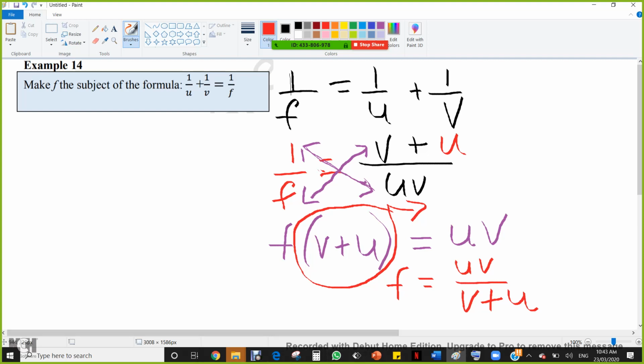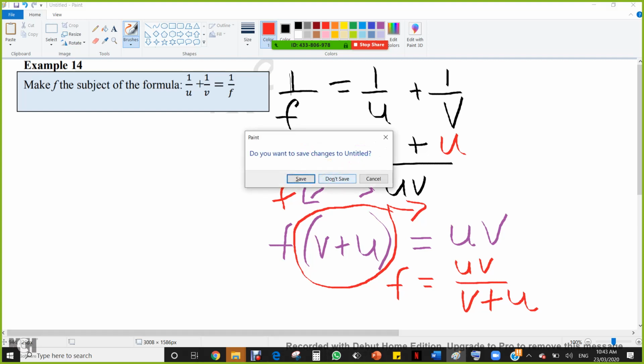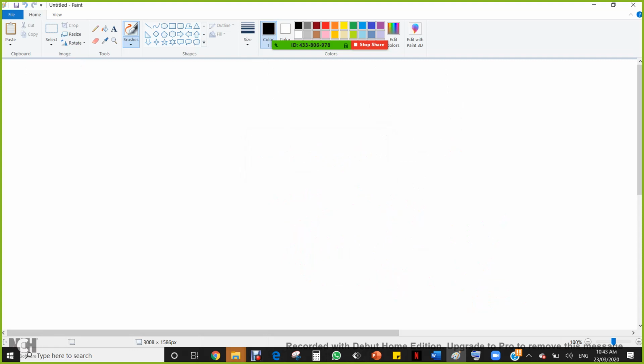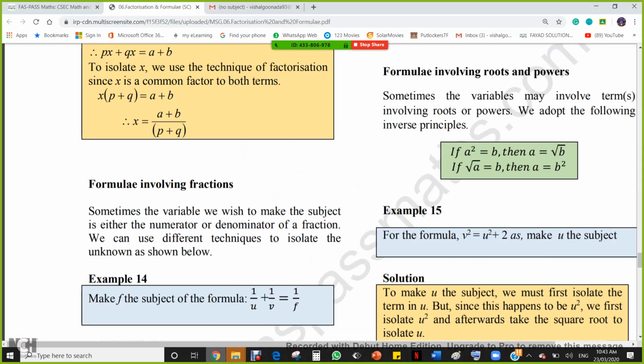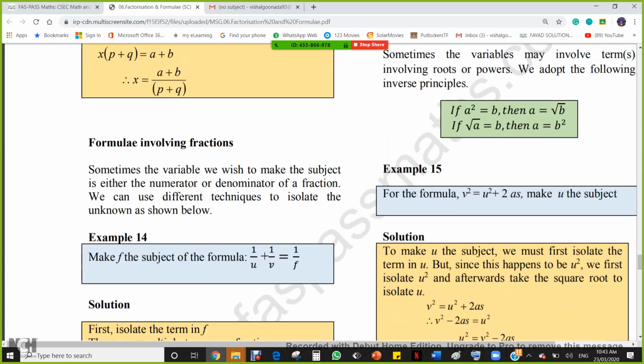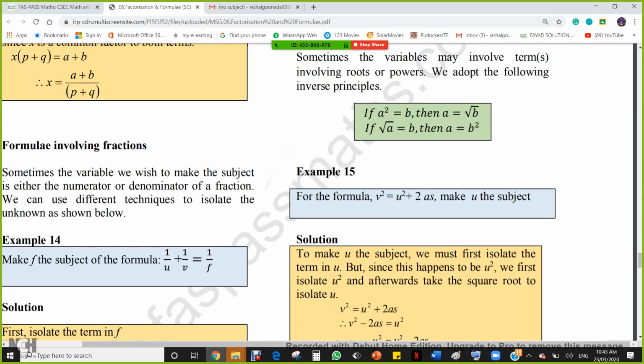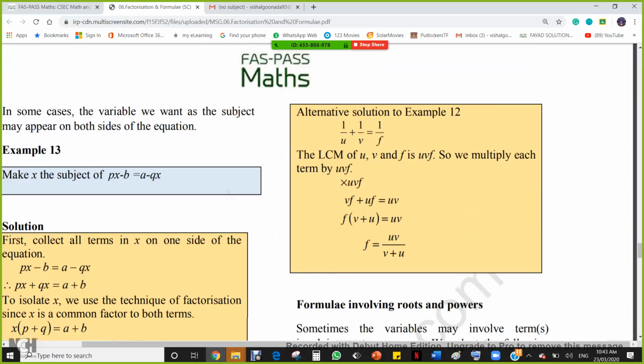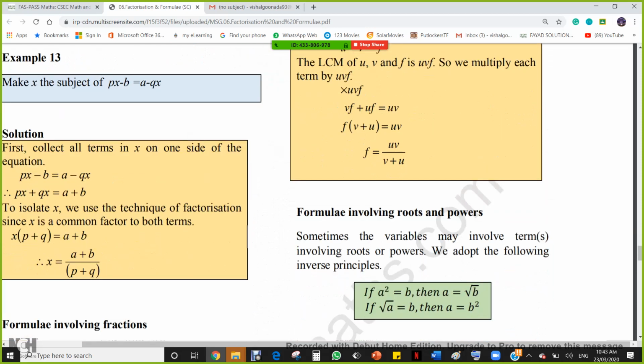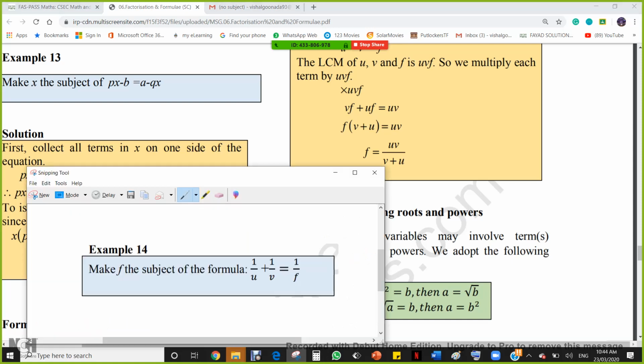So let us move on to another question. Now we're going to look at formulae involving roots and powers. Let's just do a quick revision. If a squared is equal to b, then of course a is equal to the square root of b. You all know how I get that? Let me do this one quickly. This example here.